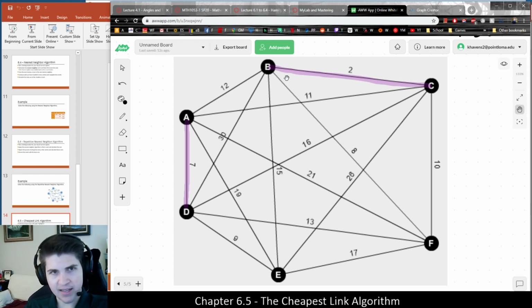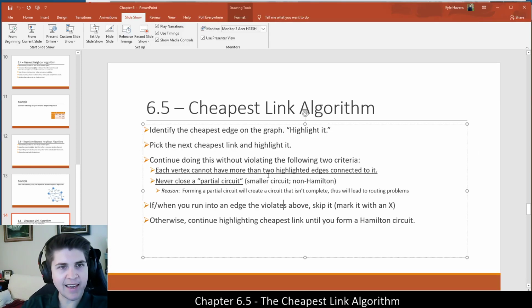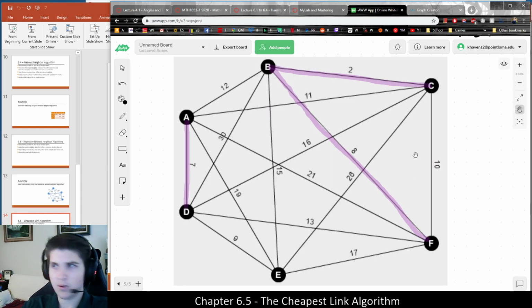Next step is to highlight the next cheapest edge, 8. Again, just to review what those two conditions are, because those are paramount to running this properly: I can't have more than 2 highlighted edges into a vertex, pretty simple, and I can't close a partial circuit. Also pretty simple, but I just want to be paying attention to those two things as I'm going. So in this case, no partial circuits in my highlights, and B has 2, C has 1, F has 1. Everything has 1 except for B, which is 2.